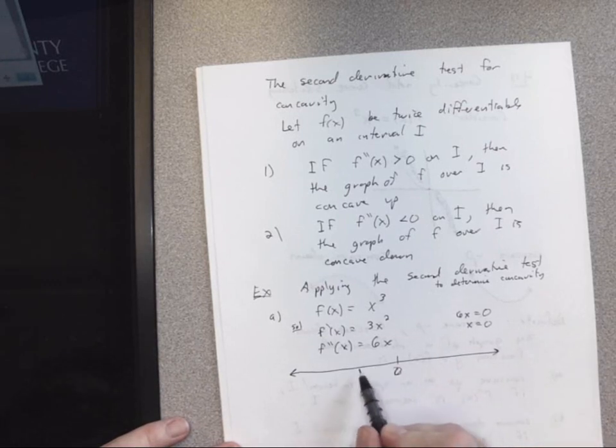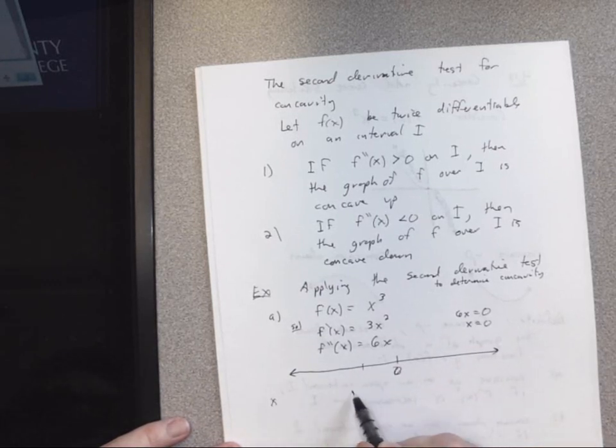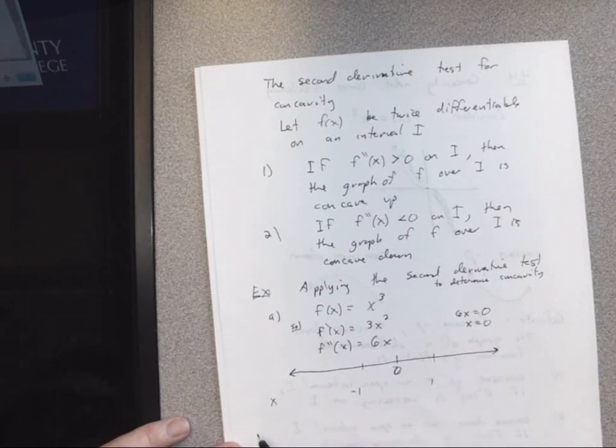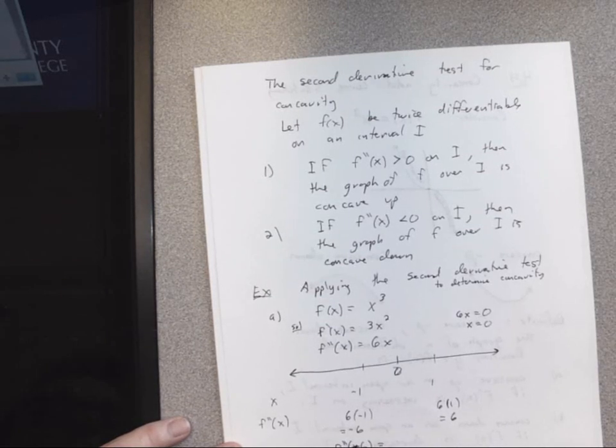I'm going to pick an x, let's say -1, and also +1, and I'm going to take f double prime of those x values. So 6x at -1 is equal to -6, and 6x at +1 is equal to +6. So what I can tell is that the second derivative, f double prime of -1, is less than 0, and f double prime of +1 is greater than 0.